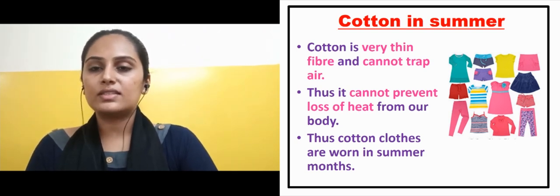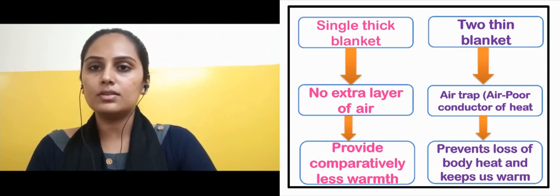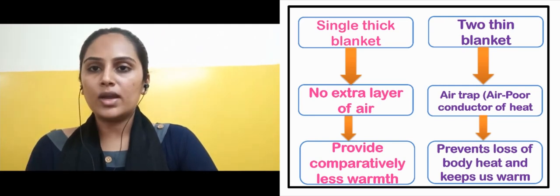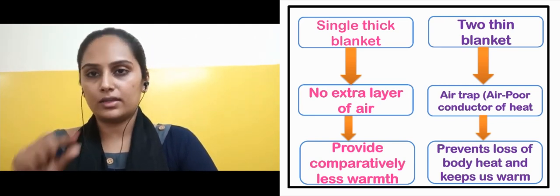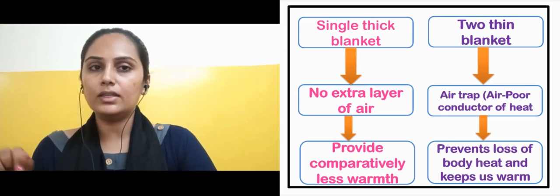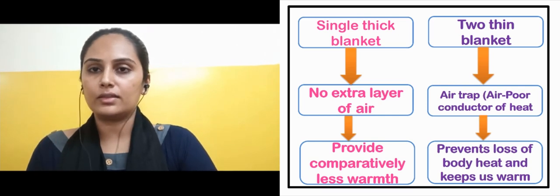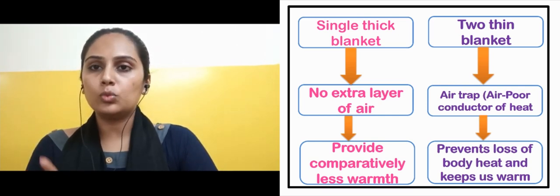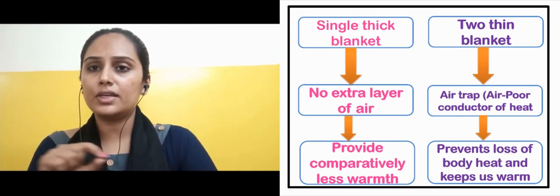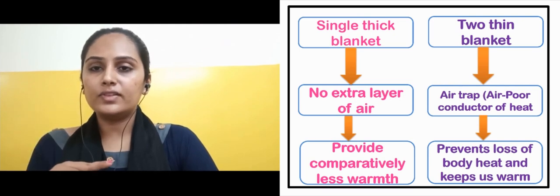Now one last example for woolen clothes in winter and cotton clothes in summer. Say for example, you are given two blankets. One is a single thick blanket, and the other is two thin blankets. Now in the single blanket, what will happen? There won't be an extra layer of air. And in the two thin blankets, what will happen?